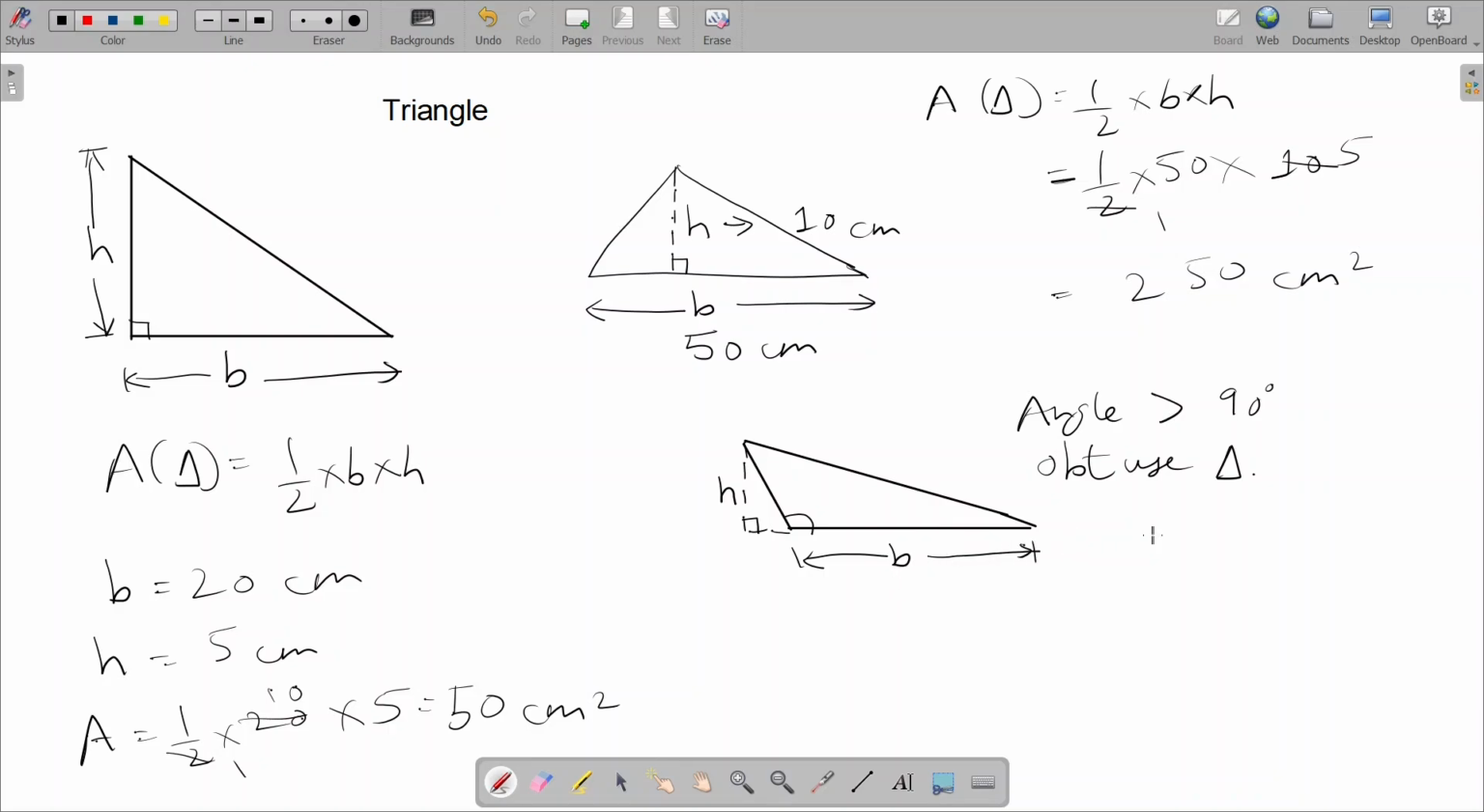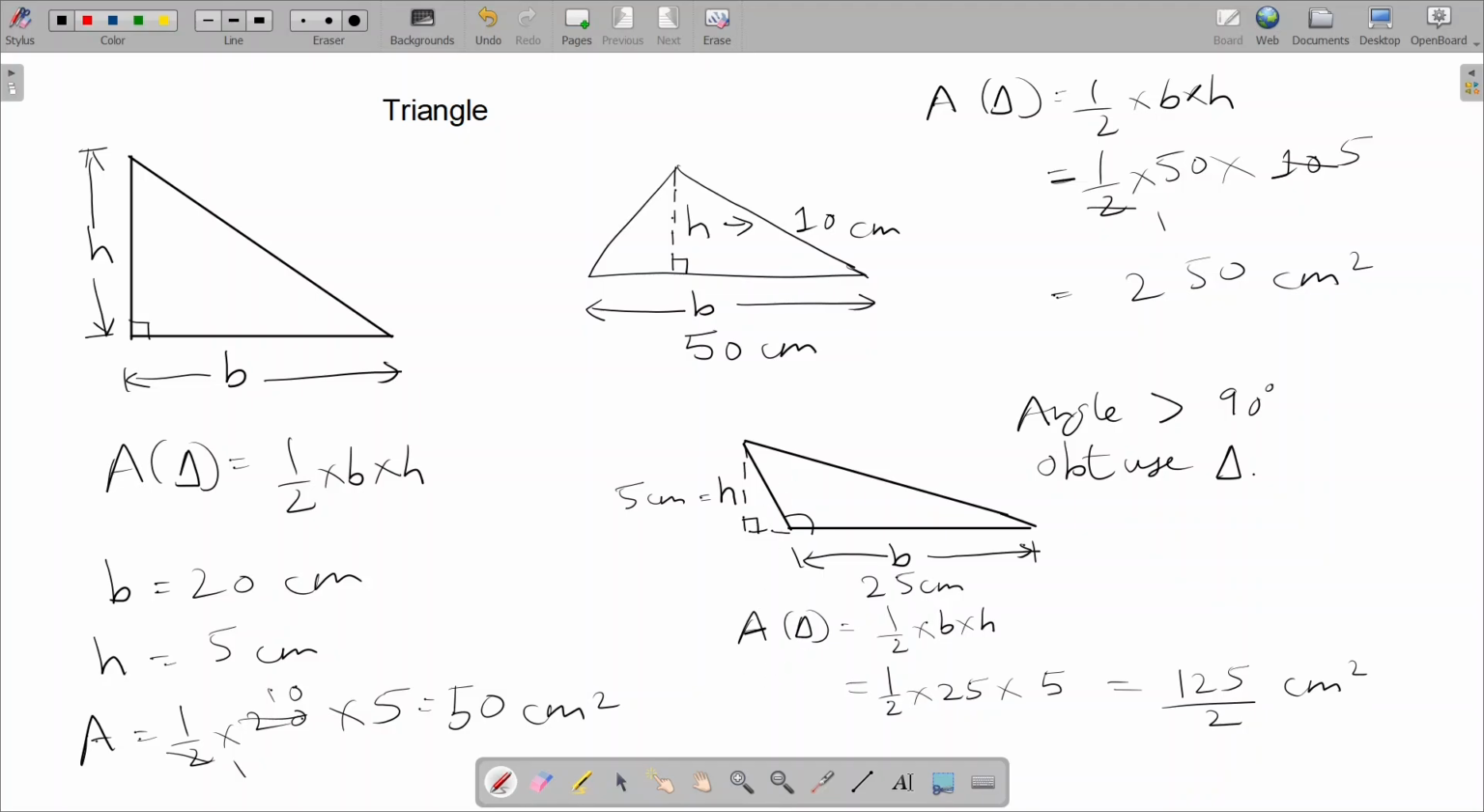Suppose the base is 25 centimeter and the height is 5 centimeter. So formula will remain same. Area of triangle will be half into base into height. So we'll have half. Base is 25 and the height is 5. So you'll have 125 upon 2 centimeter square.